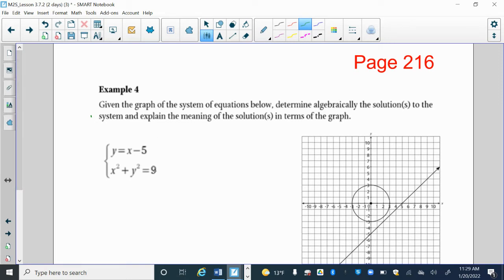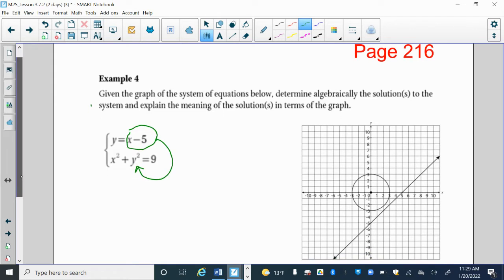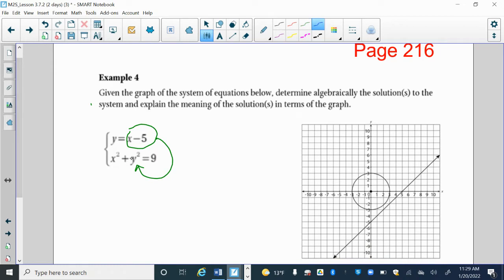Okay. So if we look at the system of equations over here, the line is y equals x minus 5. The circle is x squared plus y squared equals 9. Well, we can still use substitution to do this problem. Okay, what we would do is we would take x minus 5, which is what y equals, and put this in for y in the other equation. So we can rewrite this bottom equation replacing y with x minus 5. So we'd have x squared plus, now all of x minus 5 is going to replace y. So we need to put parentheses around it. (x minus 5) squared equals 9.